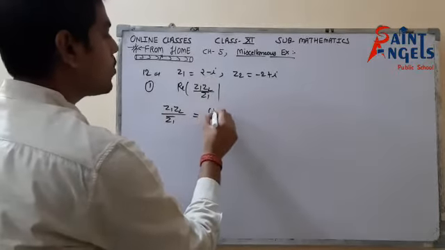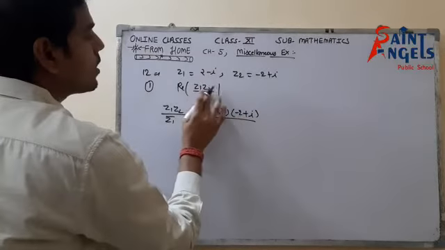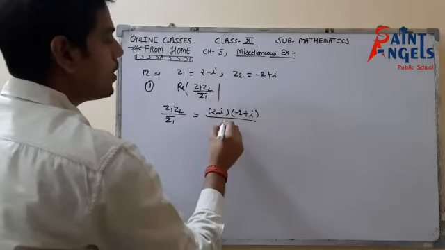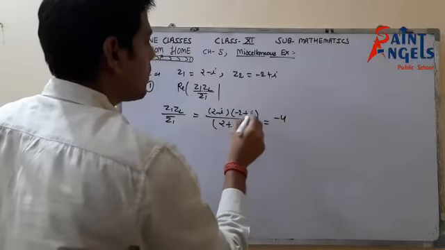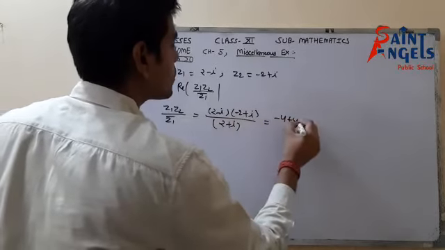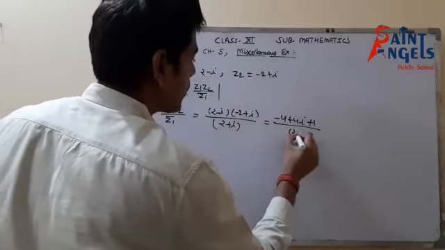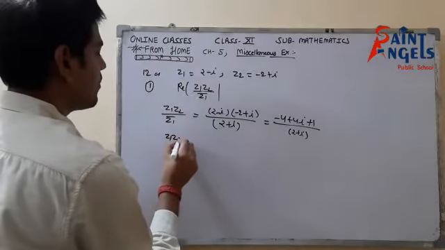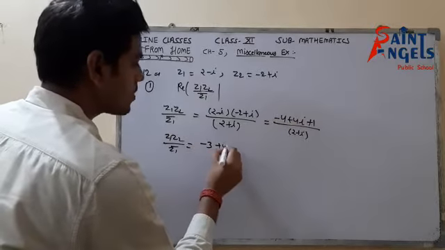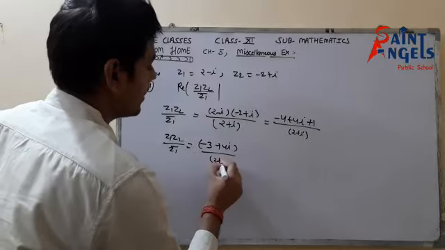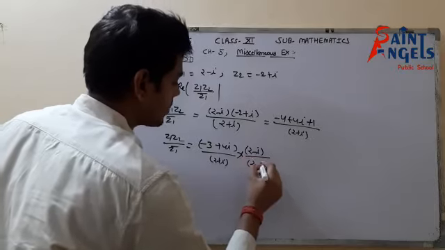So z1 into z2 means (2 minus iota) and (minus 2 plus iota) upon the conjugate of z1, and z1's conjugate would be 2 plus iota. Solving it further, that would be minus 4 plus 2i plus 2i plus 4i, and minus i square means plus 1, upon 2 plus iota. So z1 z2 upon z1 bar equals minus 4 plus 1, minus 3 plus 4i upon 2 plus iota. To make it into standard form, I am multiplying by its conjugate, 2 minus iota upon 2 minus iota.